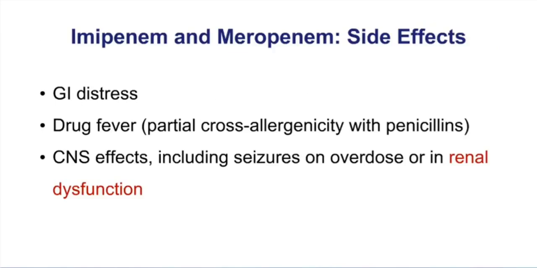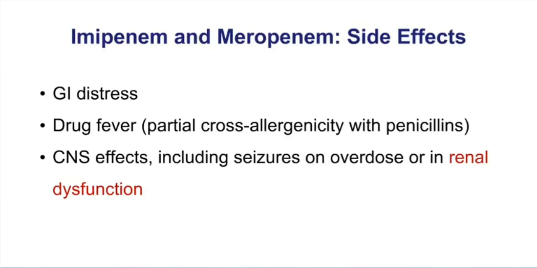When we look at the side effects for the penems, GI distress, which is common to most antibiotics, some cross-reactivity if you're allergic to penicillins, but watch out for seizures on overdose or in patients with renal dysfunction. And this is a very popular question with the drug imipenem. If you give imipenem to a patient with normal renal function, the risk of seizures is very low.